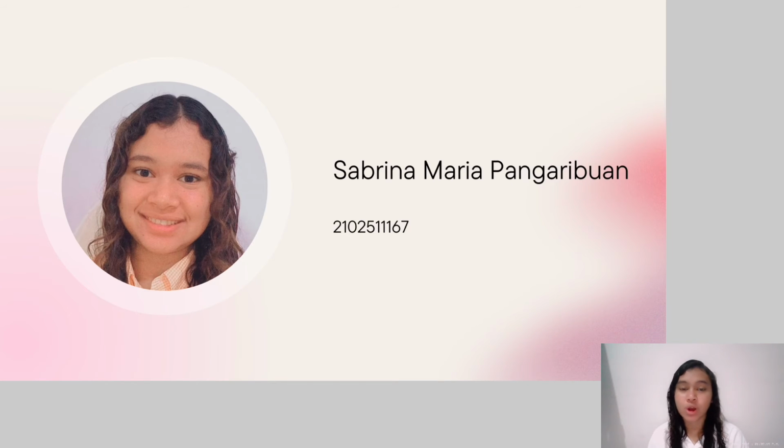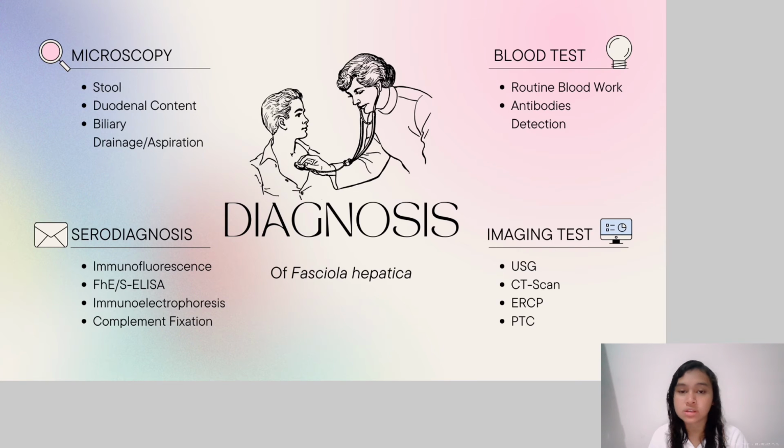My name is Sabrina and I will continue the explanation about the diagnosis of fasciolitis. Another method that is considered useful to diagnose fasciolitis is the blood test. It includes routine blood work and the detection of antibodies and immune response to the parasite. Imaging tests could also be helpful in detecting fasciolitis. They include ultrasound scan, CT scan, ERCP, and percutaneous scan.